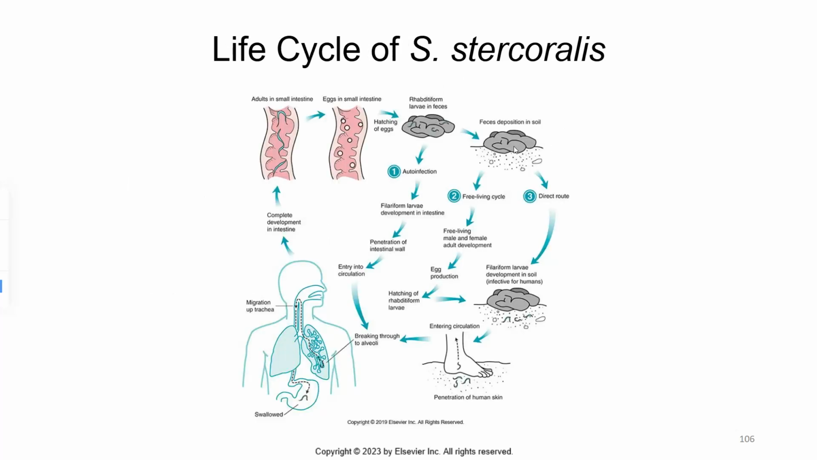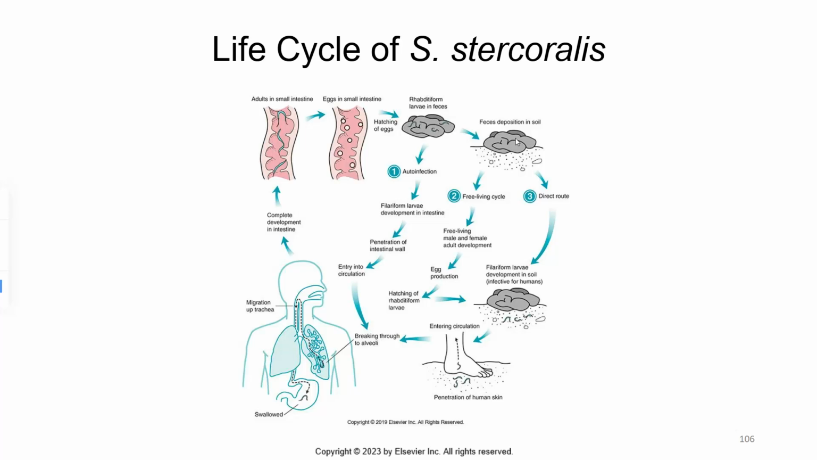Okay, so there are a couple of different pathways that this guy can take. We're going to first talk about the rhabditiform larvae in feces. You can get an autoinfection. The filariform larvae develop in the intestine. They penetrate the intestinal wall, enter into circulation, and break through the alveoli. From there, they can migrate to the trachea and then are eventually swallowed. And they complete their development in the intestine.